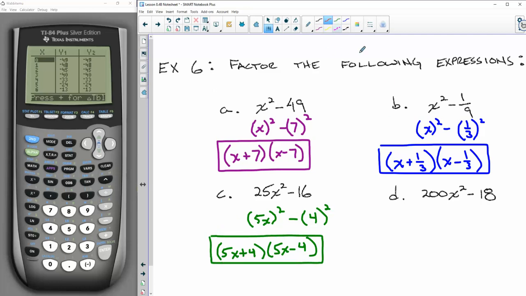One more. You know what? That's not a perfect square, neither is that. But 2 and 18 are both divisible by 2. So I could factor out that greatest common factor first, and I could write it like this. 2 times 100x squared is 200x squared. 2 times negative 9 is negative 18. Then I got a perfect square minus a perfect square, so I could write this as 2 times 10x plus 3 times 10x minus 3.